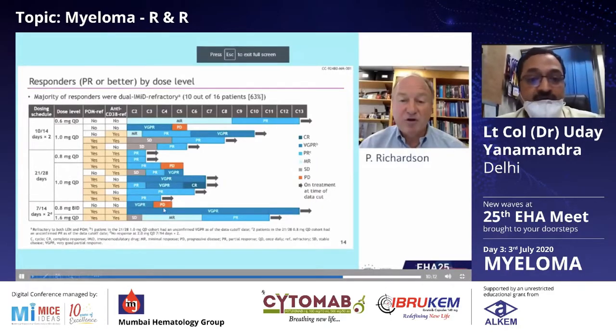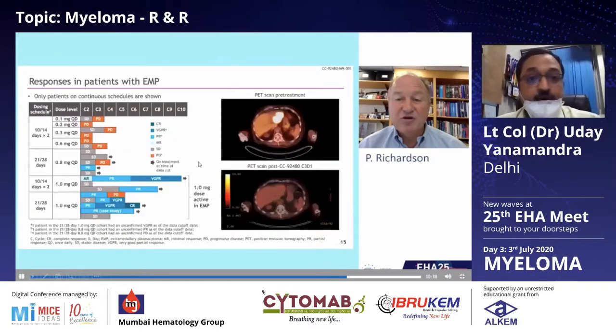This is a swimmer's plot. If you see, except 3 patients, most of them are doing well in this group of patients. And it also showed that if you see the top PET scan, there was a huge extramedullary lesion here. The extramedullary lesion disappeared by putting these patients on CELMoDs. And if you look at the 21 out of 28 days regimen, which is the bottom part of the swimmer's plot, the response was much better when compared to the 10 out of 14 days regimen.